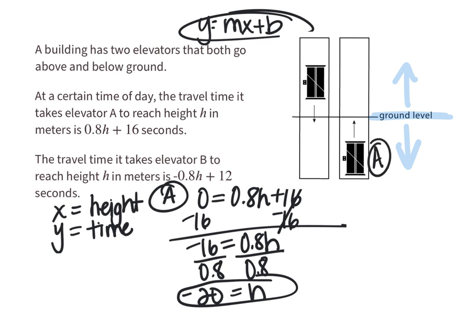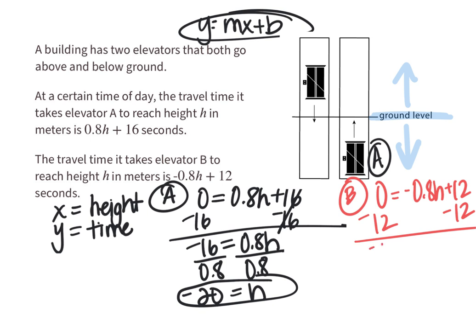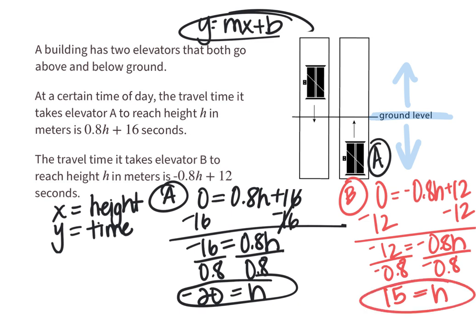All right, so let's look at elevator B. We want to do the same thing because we're trying to figure out its current height. No time has passed, so that's the 0. And we're going to set it equal to the expression that they gave us. I'm going to start by subtracting 12 from both sides. So I get negative 12 is equal to negative 8/10 H. I'm going to divide both sides by negative 8/10. And I get my height is equal to 15 meters. That makes sense, right? Because this one is above ground level. So it is currently at 15 meters.